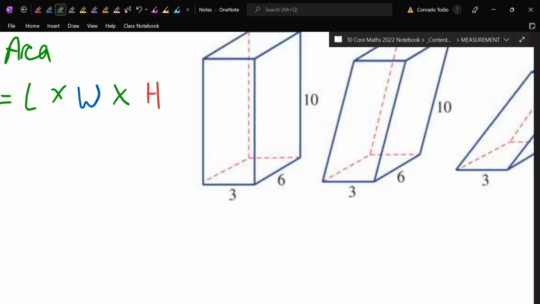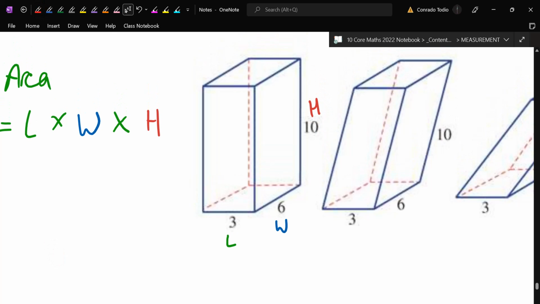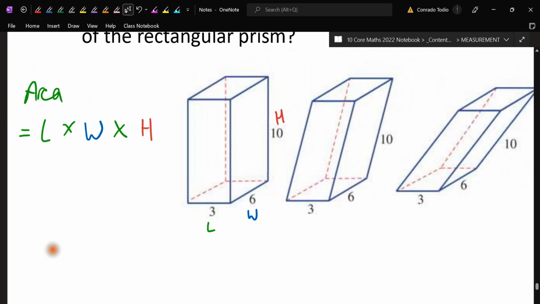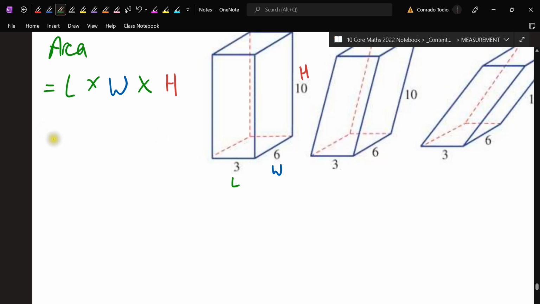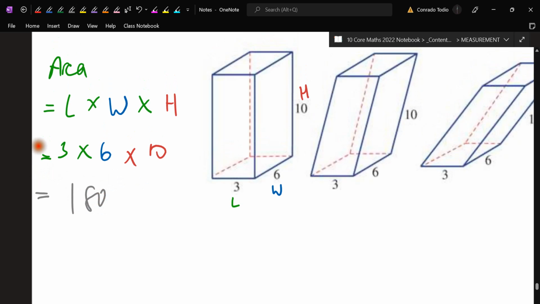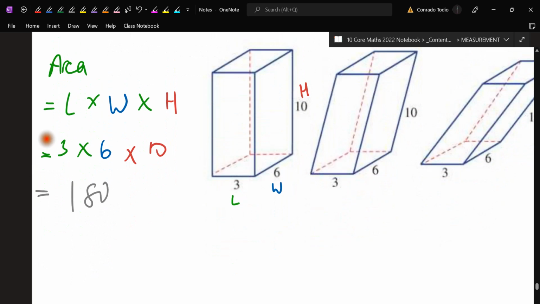So for example, in this shape here, the length is 3, the width is 6, and the height is 10. If you were to find the volume, length times width times height, in this case it's going to be 3 times 6 times 10, which equals 180, whatever the units are. It doesn't say. Let's just say centimeters cubed.